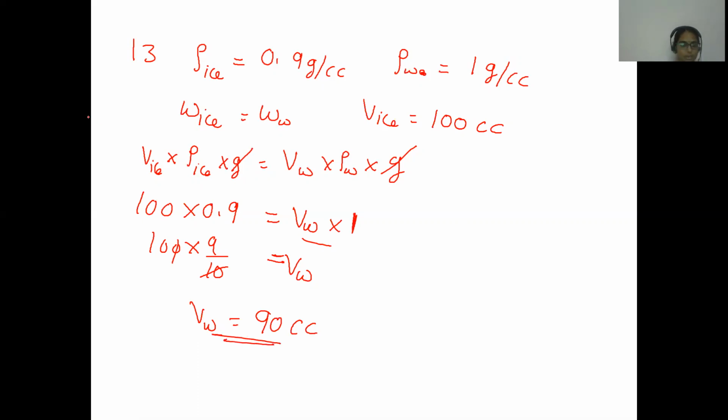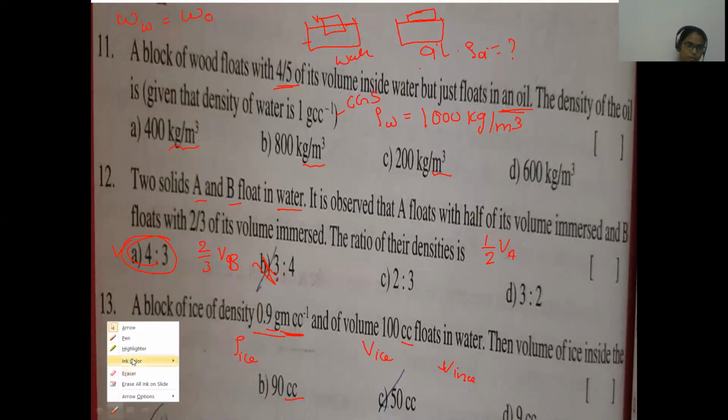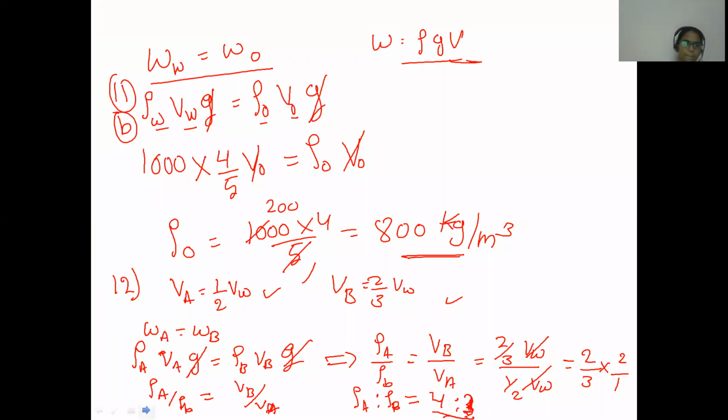Check which option is correct. 90, option B is the correct one then. So for this 13th question, the option is B. Understood now? 13th question option B, 12th question option A, and the first question option we got 800. These are the 3 questions, children. Try to solve these questions and try to understand. If not, we'll discuss later. I hope this is clear to everyone.